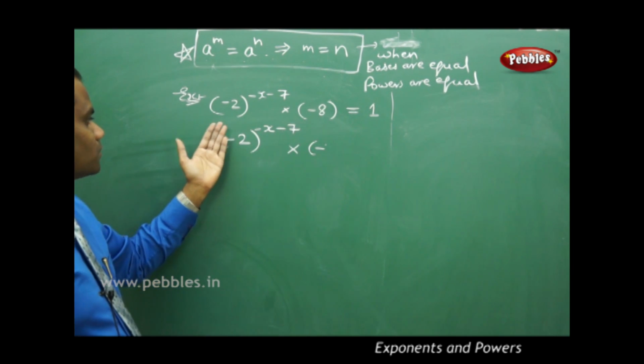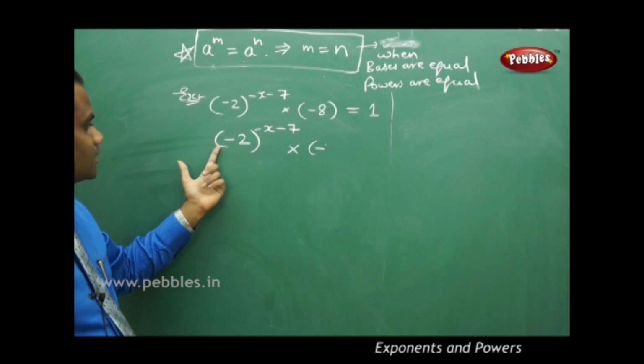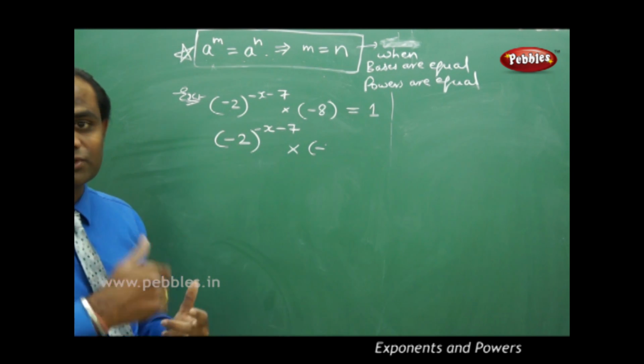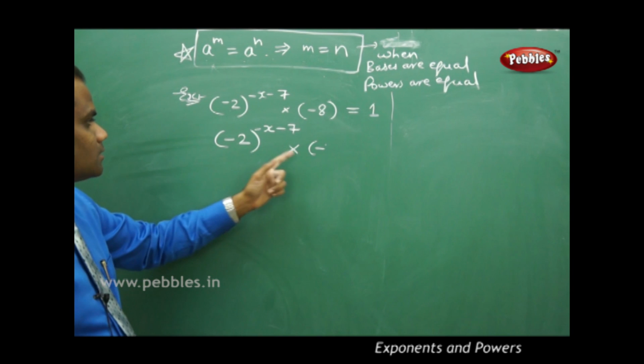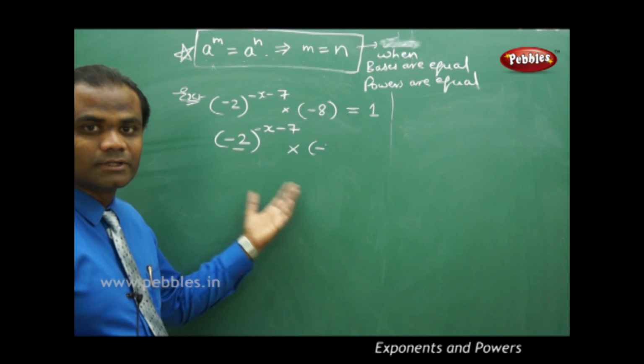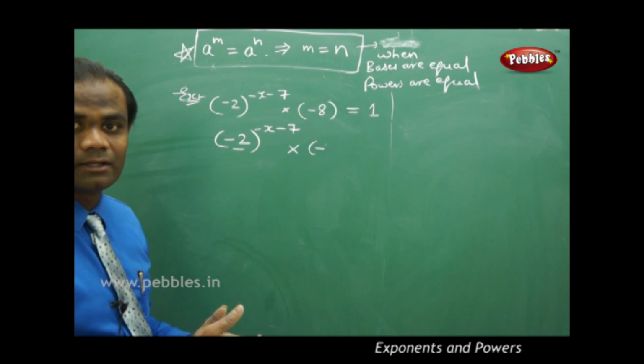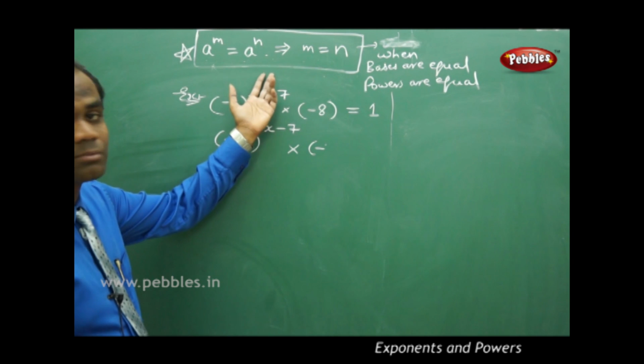So for that, I don't disturb this first term. I write it as it is, as (-2) raised to (-x-7) times. Now because this is negative 2, I try to make all of its bases negative 2 so that I can make the bases equal and then use laws of indices or use this property.